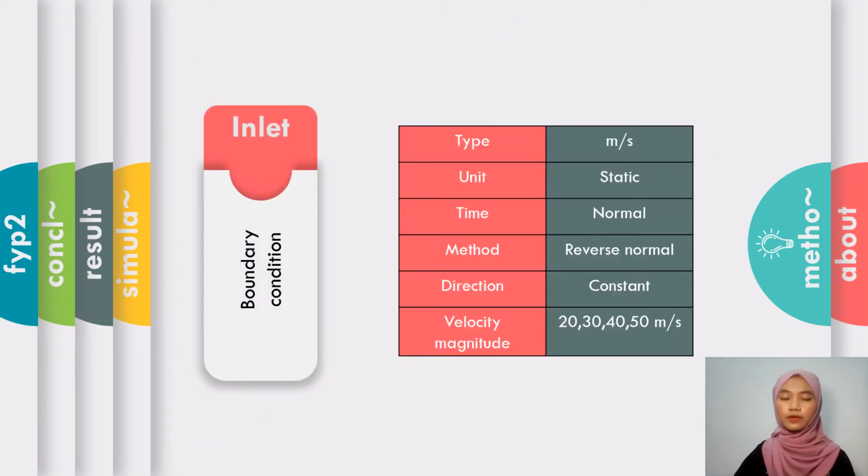Next, I will explain the boundary condition of the simulation. The table shows the inlet boundary condition. We use 4 different velocity magnitudes, which are 20 meter per second, 30 meter per second, 40 meter per second, and the last is 50 meter per second.